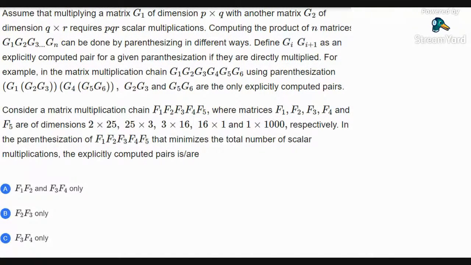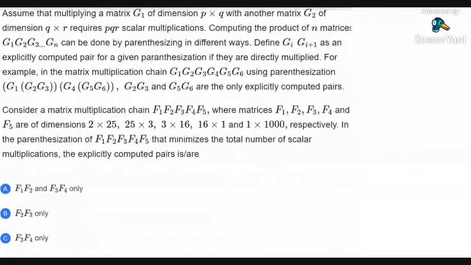Requires total how many multiplications? PQR multiplications are required. Computing the product of n matrices G1, G2, G3 up to Gn can be done by parenthesizing in different ways. So define Gi and Gi plus 1 as an explicitly computed pair for the given parenthesization if they are directly multiplied.